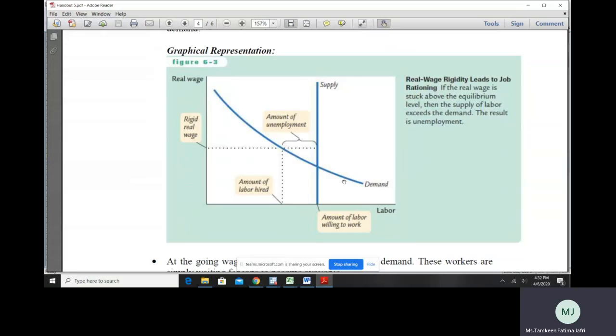So in other words, the introduction of this minimum wage, the introduction of the law that wages are going to remain rigid at this level, wages cannot be pushed down to the equilibrium. If the government introduces such a policy, that will result in unemployment in the economy.